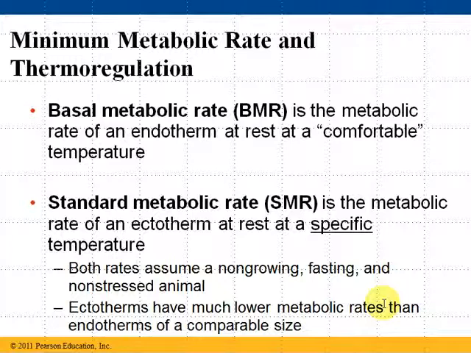Ectotherms have much lower metabolic rates than endotherms of comparable size. So if you were to compare, say, an alligator, which is a pretty large creature, to a goat. Say you have an alligator and a goat, or an alligator and a horse, two creatures that might be of comparable weight and size, you're going to find the alligator has a much lower metabolic rate than the endotherm does.